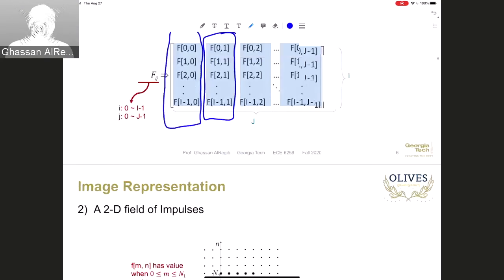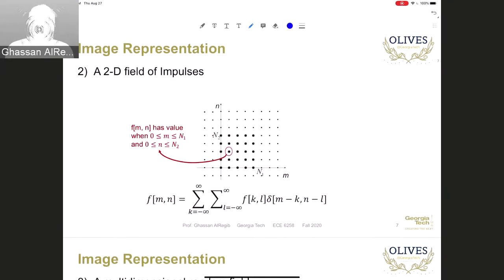The second one, which we'll be using for the next few lectures, as I mentioned before, the whole course is divided into five modules. In the first module, this is the representation we will be using. This is a generalization of a two-dimensional signal where the x-axis is the index m, the y-axis is the index n. And then there is a support region. In this case, this is the support region for the image, and the image is of size n1 and n2.